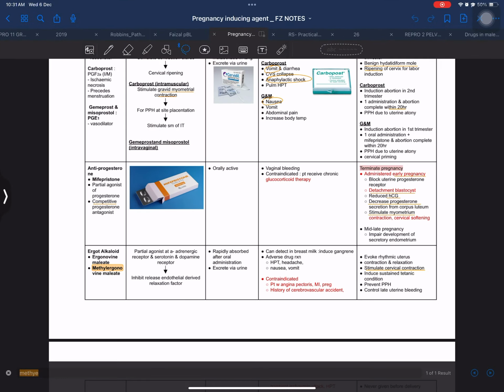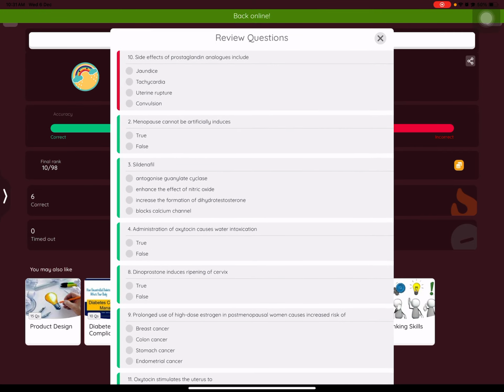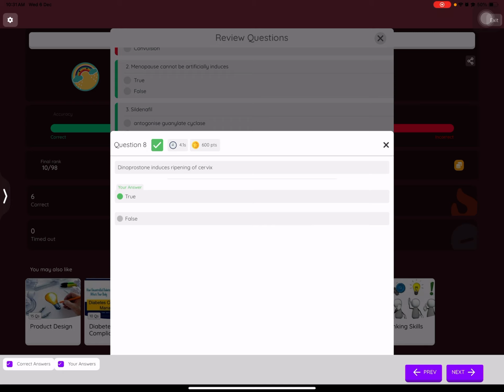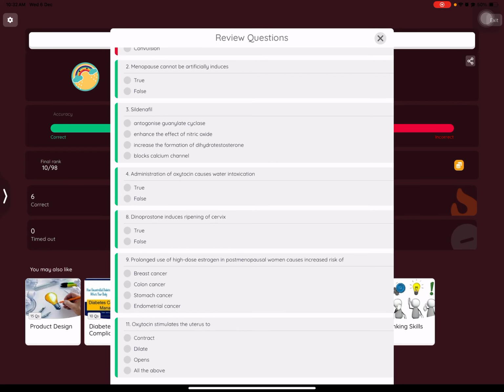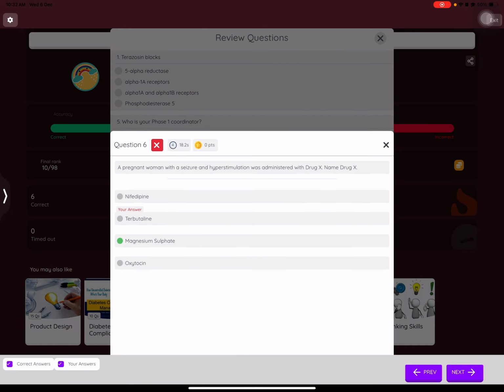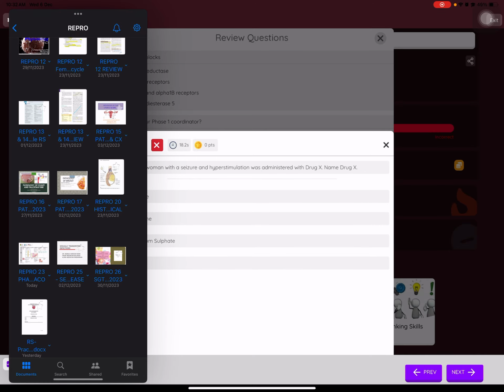Okay, dinoprostone induces ripening of cervix, true or false? Dinoprostone is under which group? Prostaglandin analog. Can you give me other examples of prostaglandin analog? Carboprost, gemeprost, all your prosto. Okay, a pregnant woman with a seizure and hyperstimulation was administered drug X. Name drug X. Magnesium sulfate. So the moment they have a seizure, pre-eclampsia, hypertension, you will tend to give magnesium sulfate. Okay?